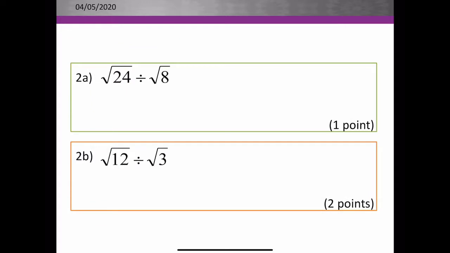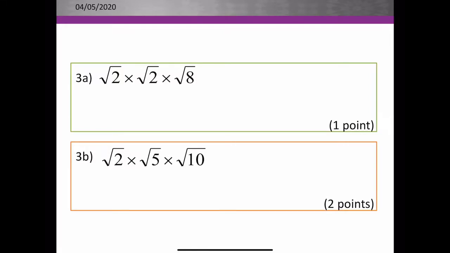Right, square root 24 divided by square root 8 would be equal to what? Square root 3. And I'm finished, nothing else I need to do there. Square root 12 divided by square root 3 would be equal to square root 4, or 2.